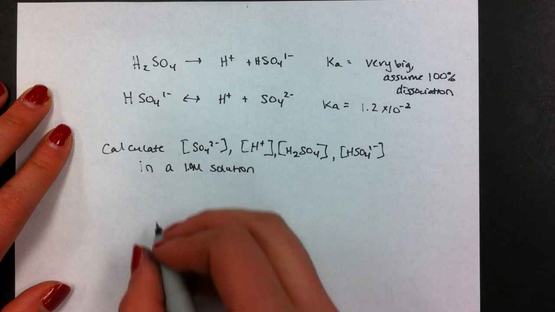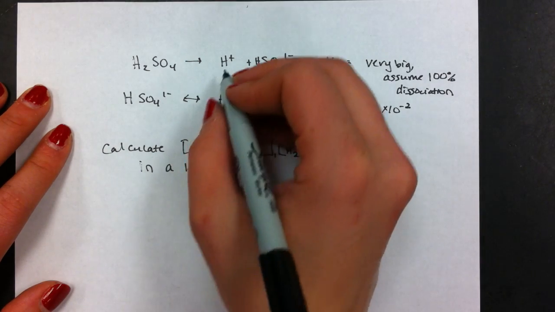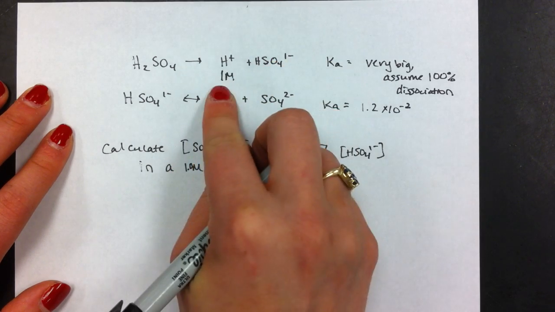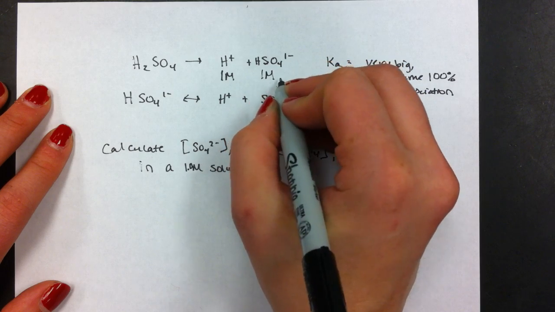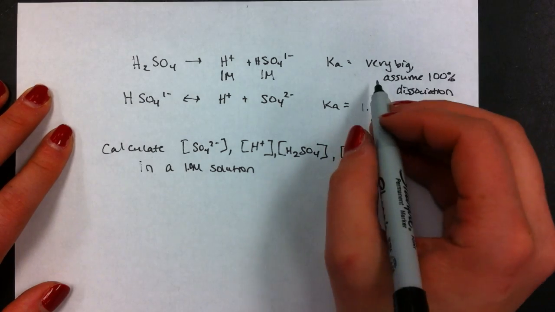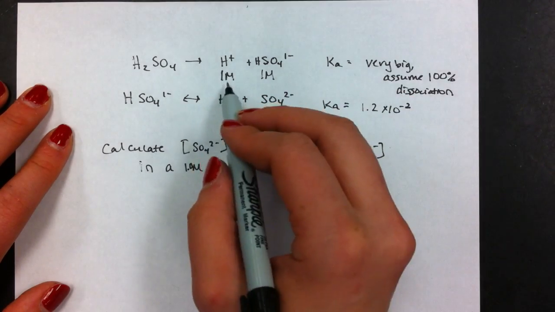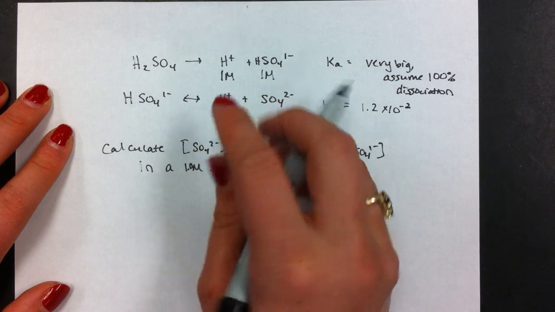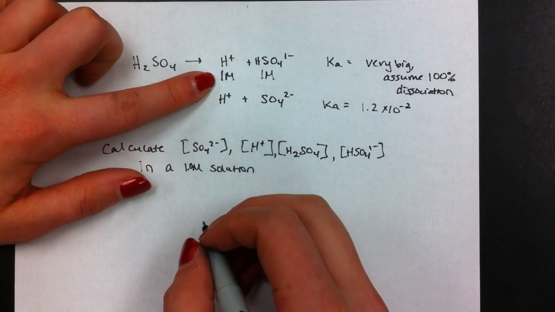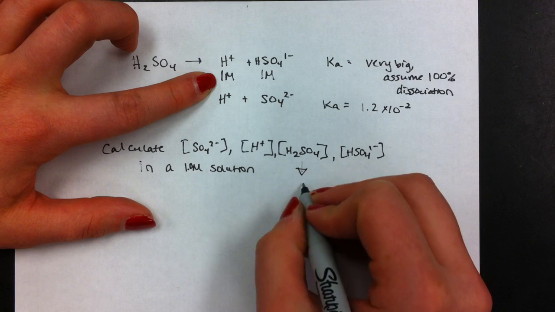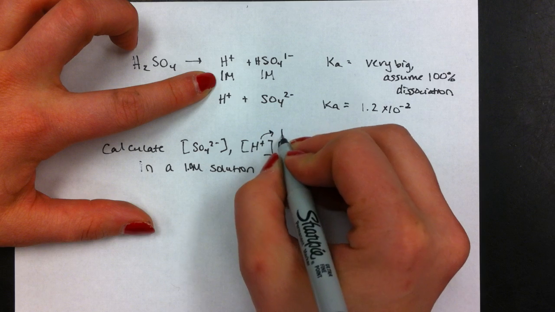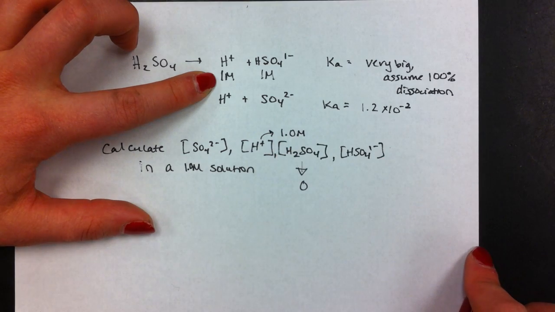And what we do is, if it's 1 molar, that means that after this dissociation, we have 1 molar solution of H plus and 1 molar HSO4 1 minus. So the Ka is very big, so we're not worried about the H plus contribution from this species. So we know that the H2SO4 is going to be 0 because we're pretending like it's all gone. And the H plus is not going to change either. It's going to be 1 molar.